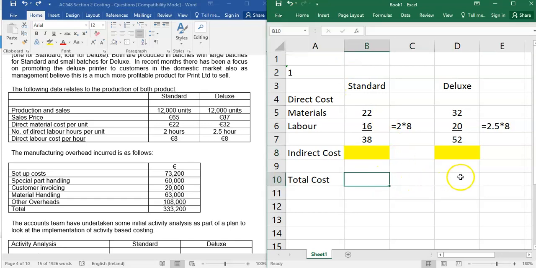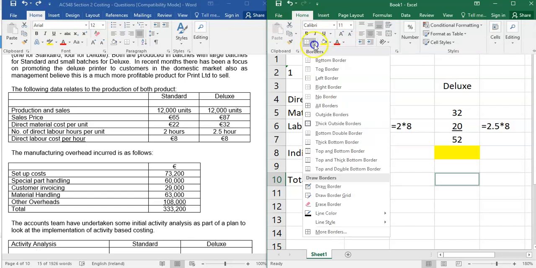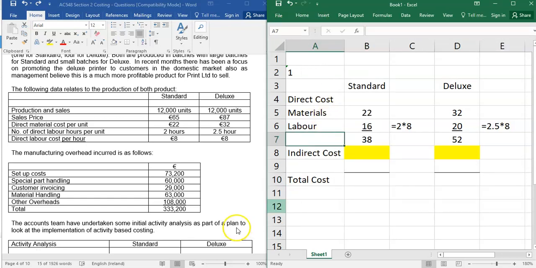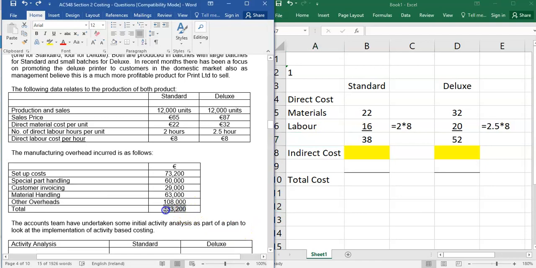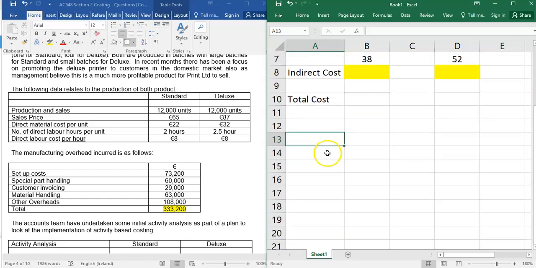We're trying to figure out what is the indirect cost. Often again we call this the overhead. And our problem here is we have 333,200 of overheads. But in the traditional system, which we're asked about in part 1, we're only going to allocate that based on a single cost driver.